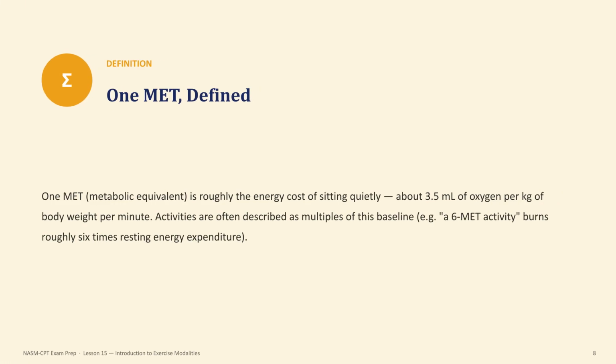Let's define one important term precisely. 1 MET, metabolic equivalent. It's roughly the energy cost of sitting quietly. About 3.5 milliliters of oxygen per kilogram of body weight per minute. Let's say that again because it's worth locking in. 3.5 milliliters of oxygen per kilogram per minute. Activities are often described as multiples of this baseline. For example, a 6 MET activity burns roughly 6 times resting energy expenditure.